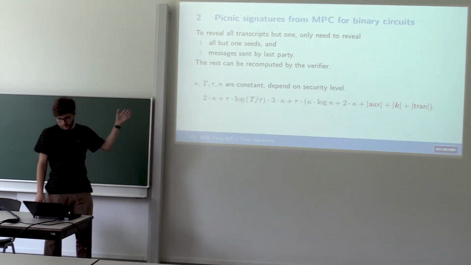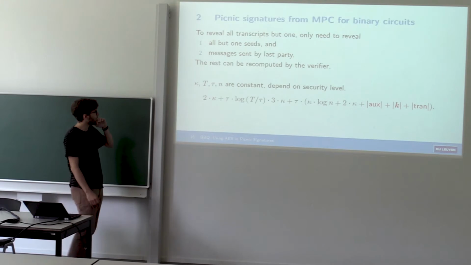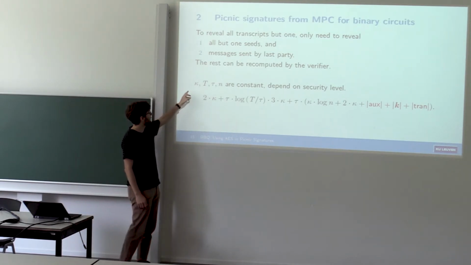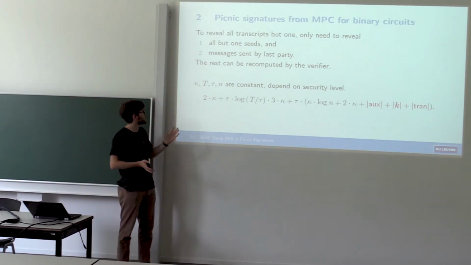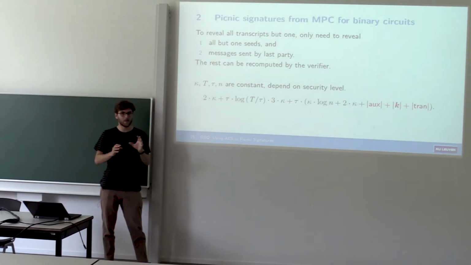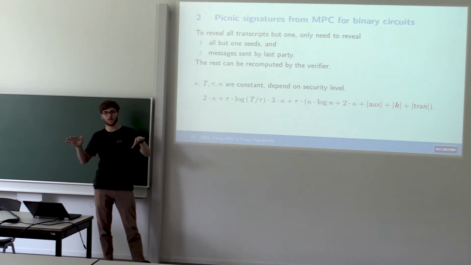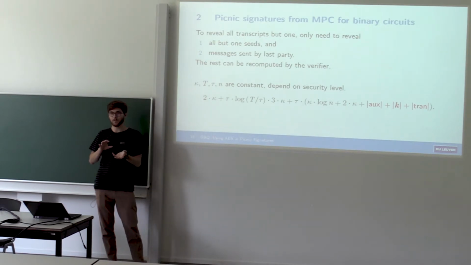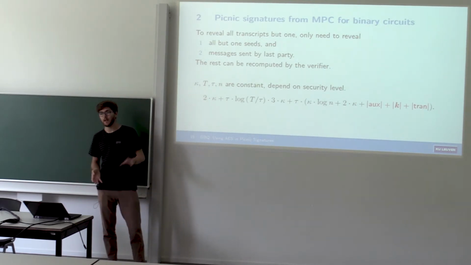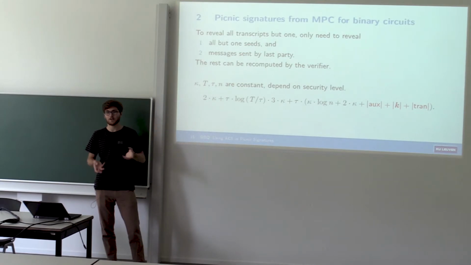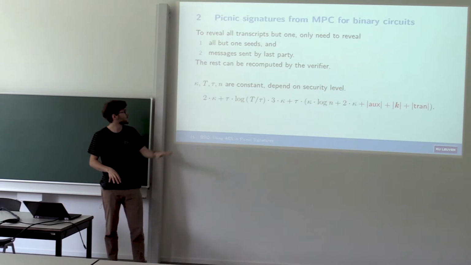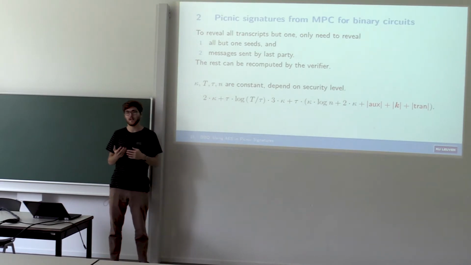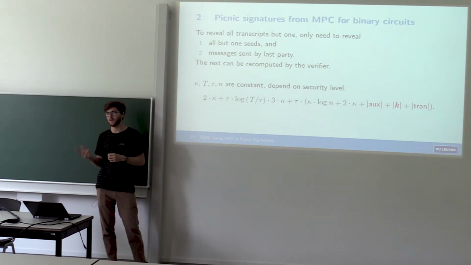So this is a bit of a complicated looking formula, but to quickly run through it, kappa is the security parameter, so that's constant. T is the number of executions that are going to be run in parallel. Tau is the number of them that are going to be kept for the online phase, and N is the number of parties. So when we change the underlying MPC protocols, these all stay the same because they give the security guarantees of the proof and therefore the signature scheme.